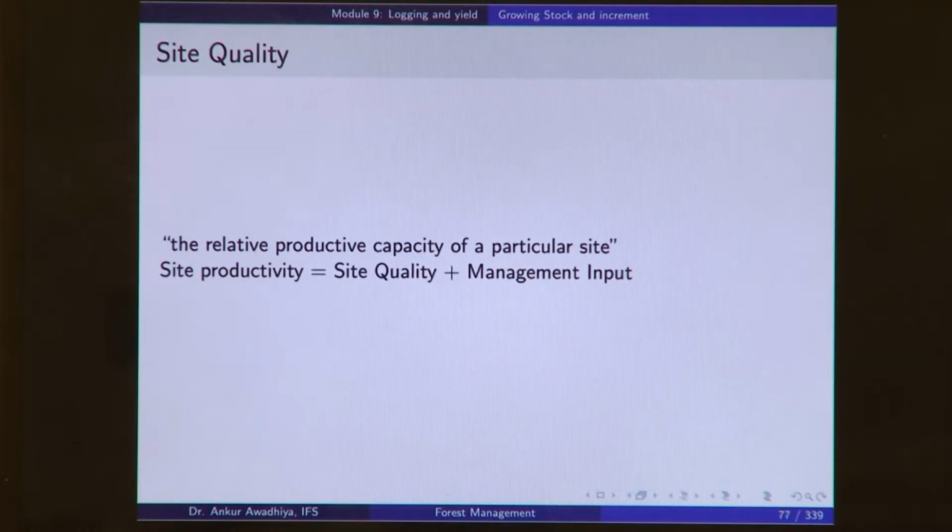Site quality is defined as the relative productive capacity of a particular site. The relative productive capacity, not the absolute productive capacity, because the absolute productive capacity is given by a combination of site quality plus the management inputs. So site quality asks the question, if you are not doing any management input to the site, what is the amount of growing stock or increment that this site can support.